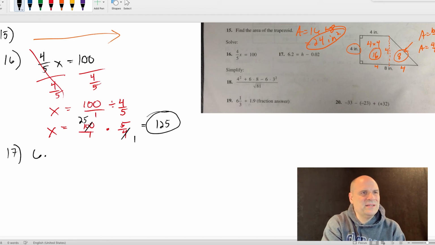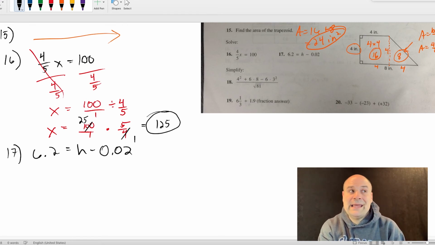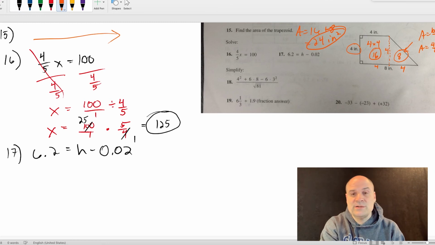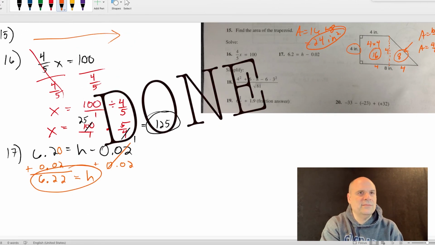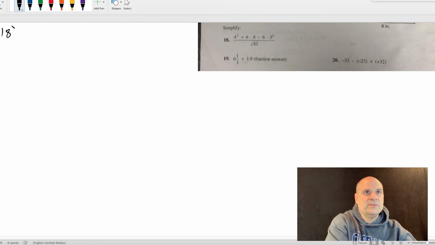All right, 17. We're not afraid of 17. H minus 0.02. So how do you get H by itself? Well, what is that 0.02 doing? It's being subtracted, so to get rid of it, we add it. Add 0.02 to both sides. Don't forget to line up the decimals. When you add those together, I'm going to put a 0 there so I'm not confused. 0 plus 2 is 2, 2 plus 0 is 2. Bring down the decimal, 6. So H equals 6.22. Awesome.